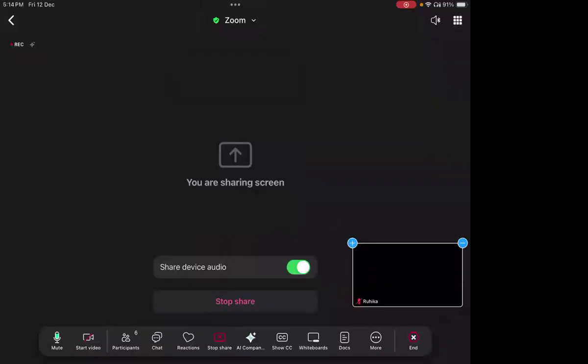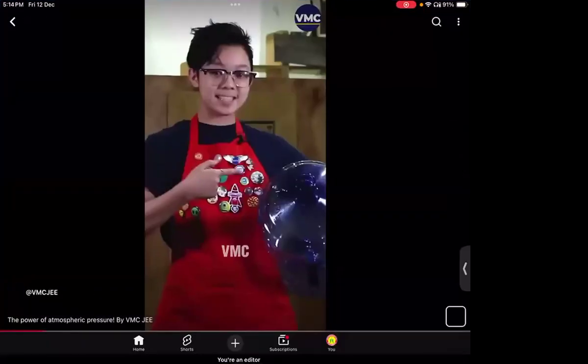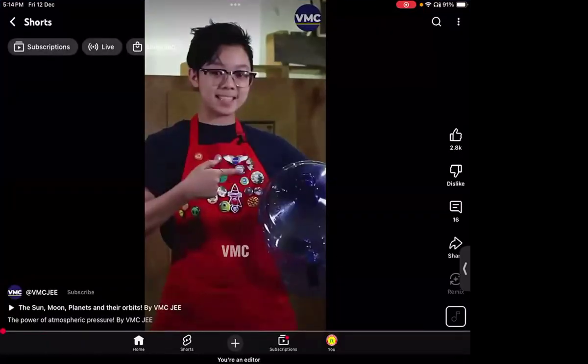Can you see the screen now? This is actually in Hindi, but you can understand by seeing it.